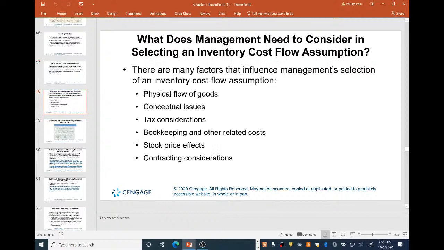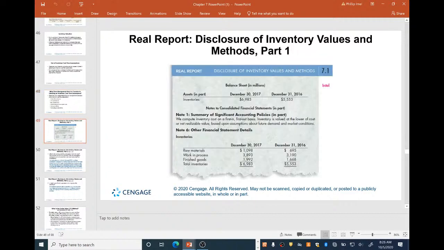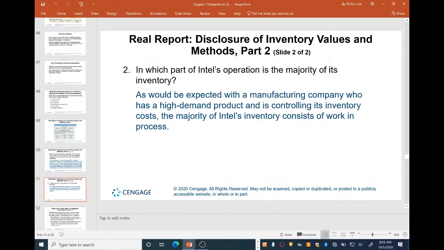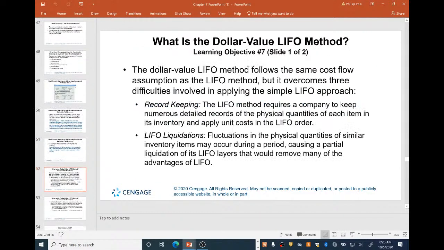So companies can use whichever one they choose to. As far as tax purposes, the IRS and GAAP allow them to choose whichever one they want. There are many factors that influence management selection of an inventory cost flow assumption: physical flow of goods, conceptual issues, tax considerations, bookkeeping and other related costs, stock price effects, and contracting considerations. There's just little real disclosure of inventory values here. No questions tied to it.